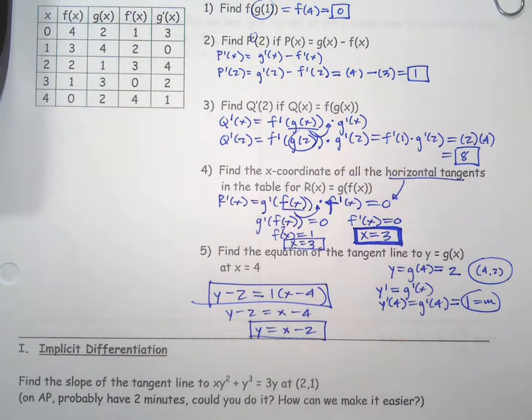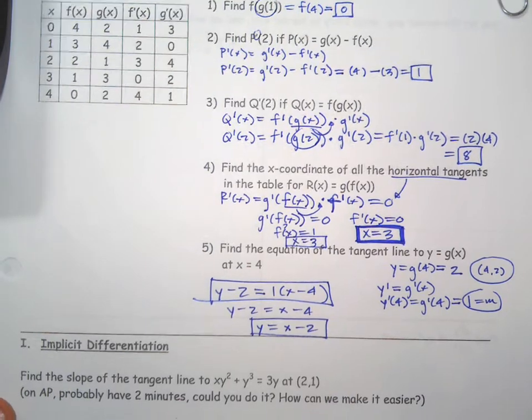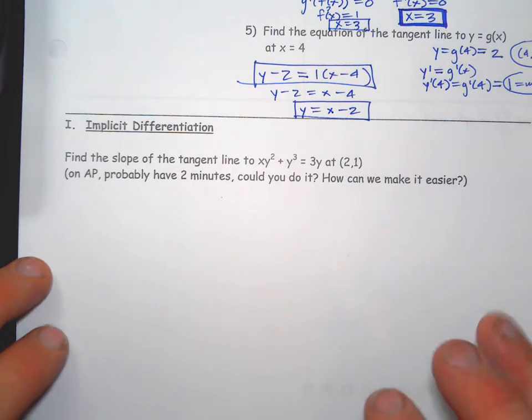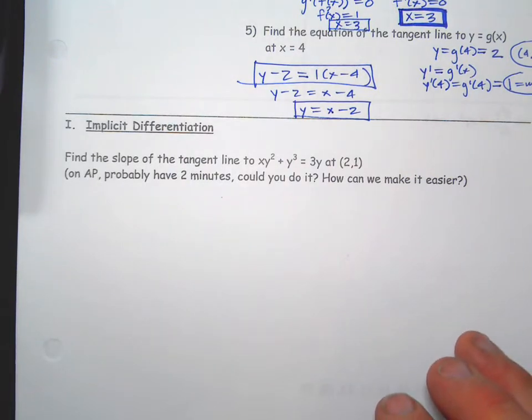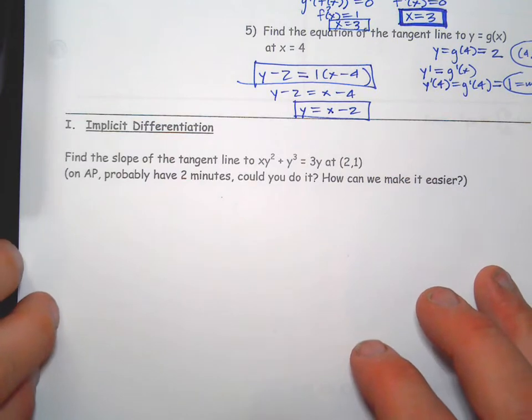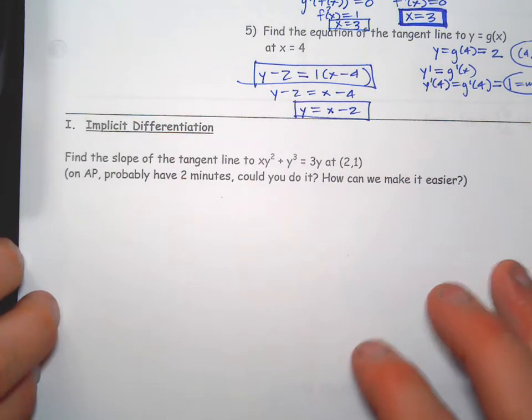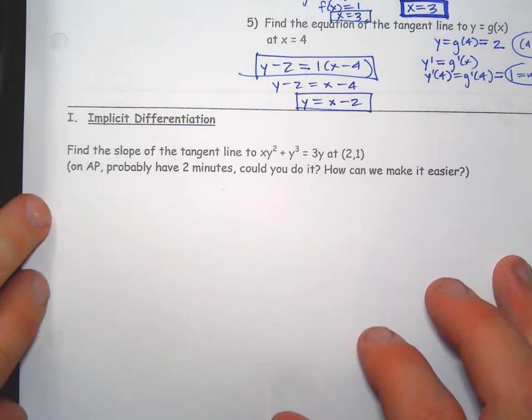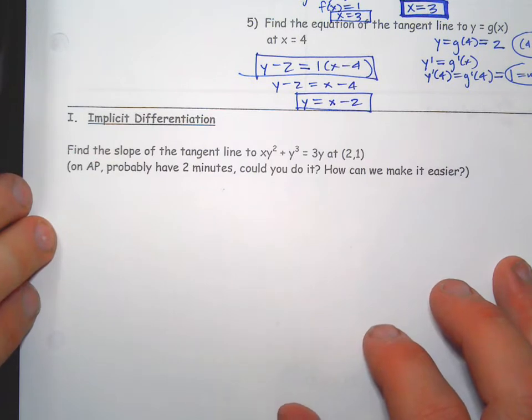You're going to have some problems like this on your next test. Now, just a little more practice with implicit differentiation. Just some problems where we could look at some creative ways to do it. Find the slope of the tangent line. How can we make it easier? The way it is right now, we could do it, but it would be pretty messy.